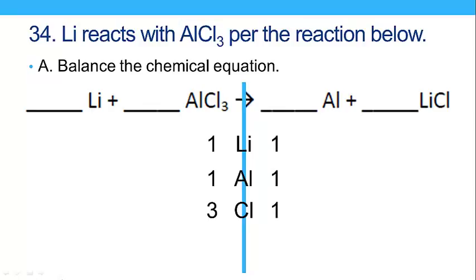So the first thing that we're going to want to fix is the chloride. So if I put a 3 in front of lithium chloride, this changes these both to 3. And now I got to do the same thing on the opposite side to fix lithium. So that becomes 3. And now we're balanced.